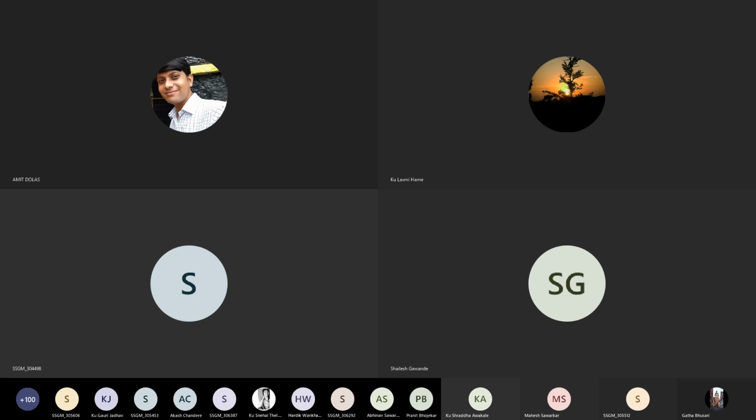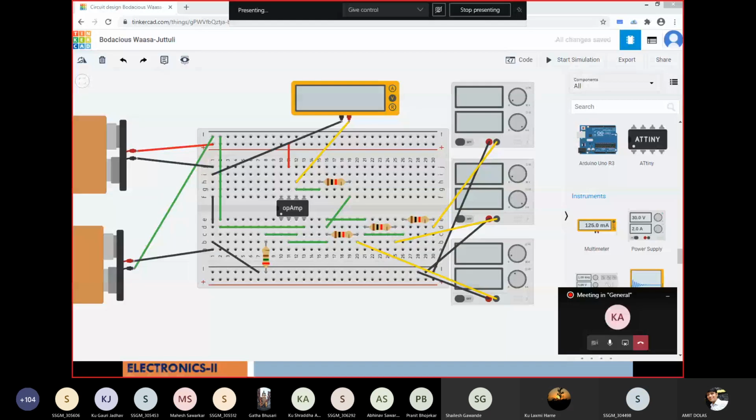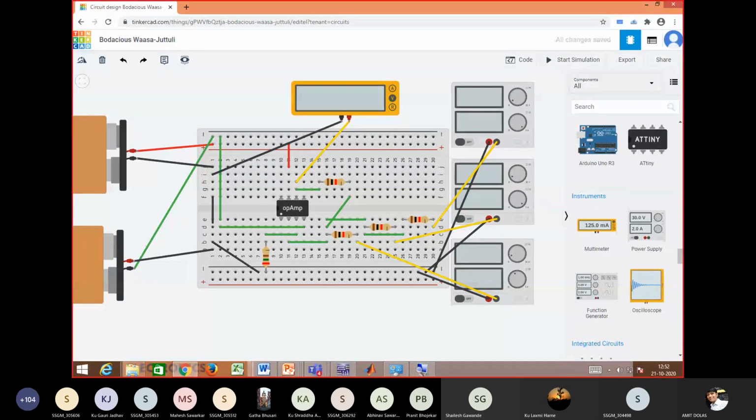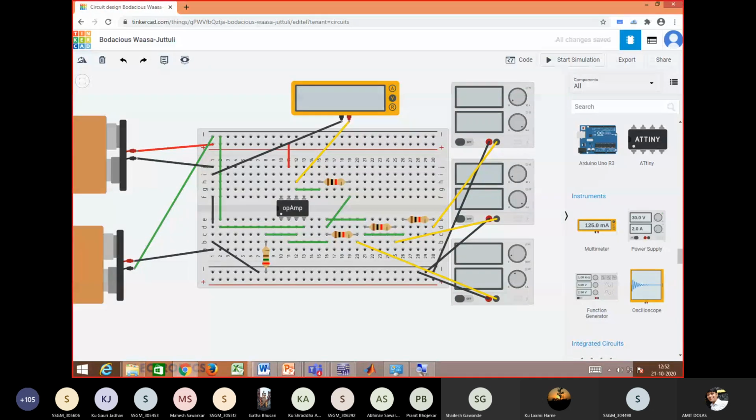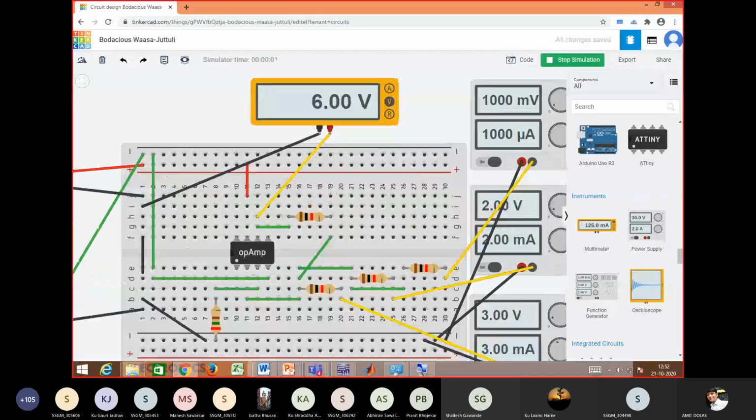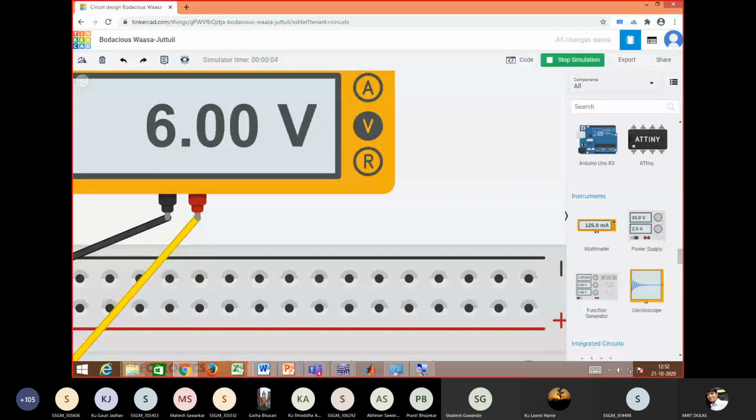Okay, now I will share my screen again. Are you able to see the screen? Yes, sir. Okay. Meanwhile, I turned off the screen and what I did is, we are keeping this at 1 volt, this at 2 volt, and the third supply V3 is also 3 volt, and I will simulate it and you can see the result on the voltmeter. Is it 6 volt positive now?